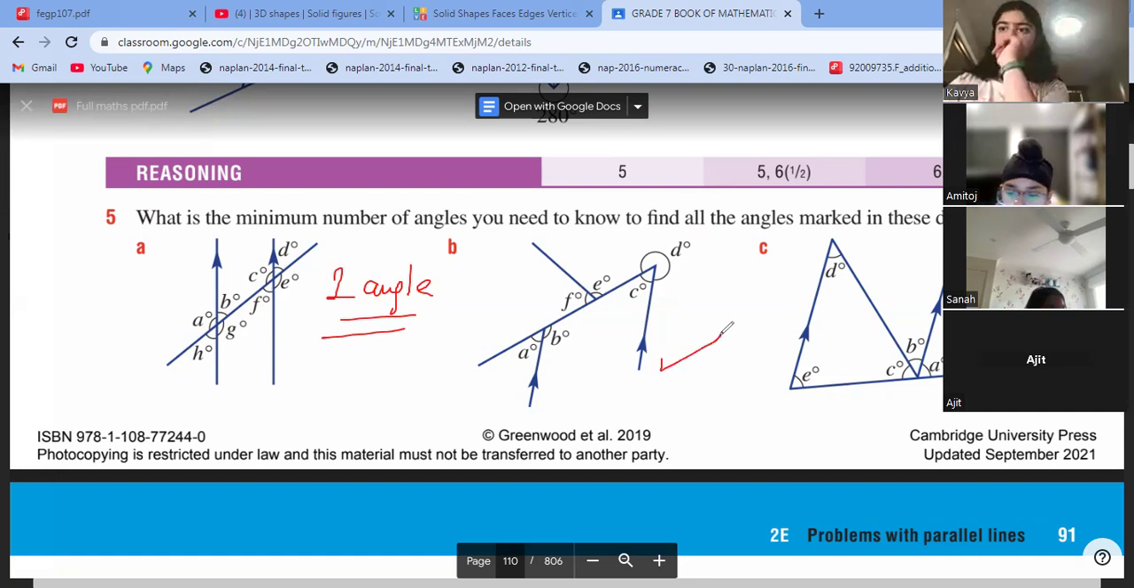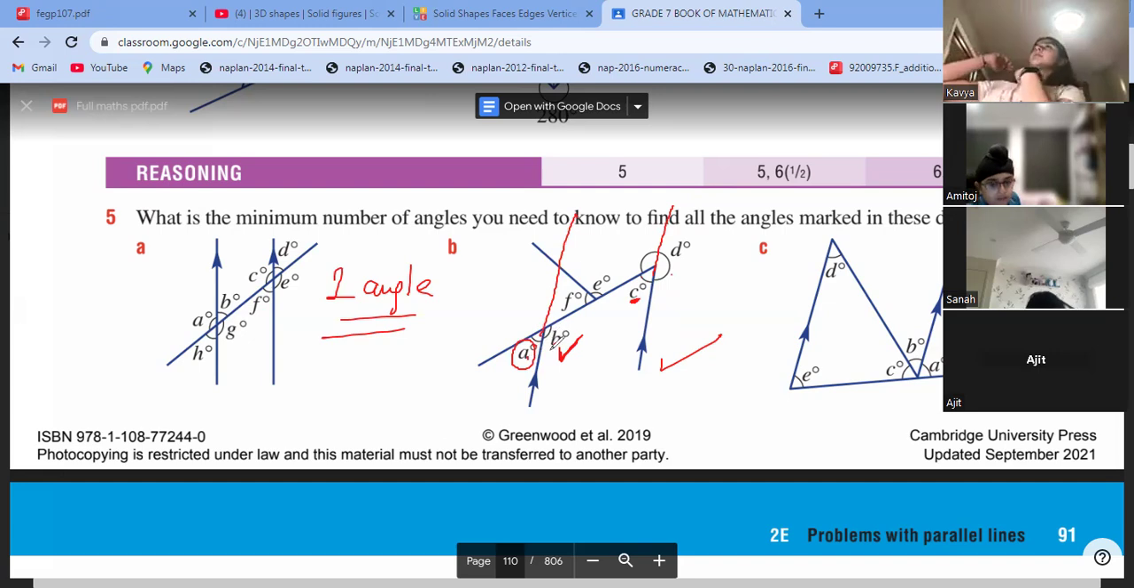In this, how many angles are required? Measurement of how many angles is required to find out all the angles? One. One? Yeah. If you know this angle D, you can find out angle C, right? And if you know angle C, you can find out angle B. If you can find out angle B, you can find out also angle A because they are forming a linear pair, right?